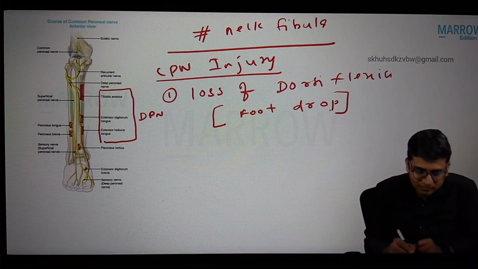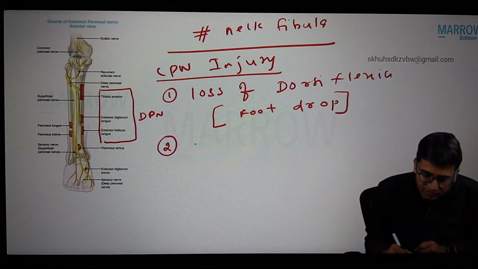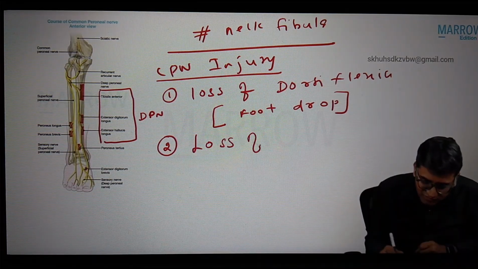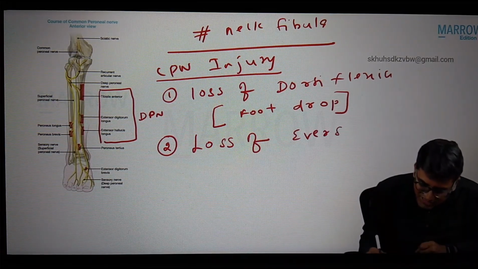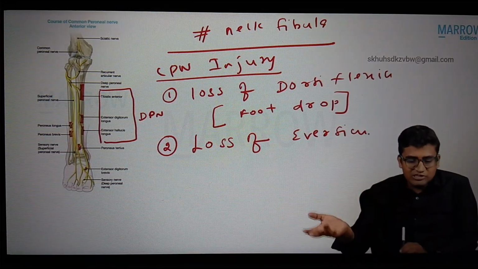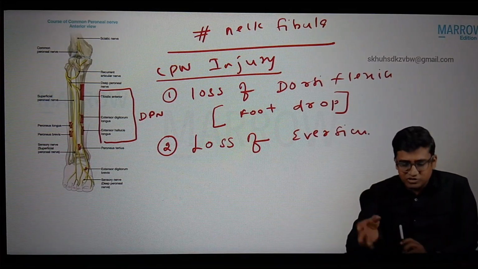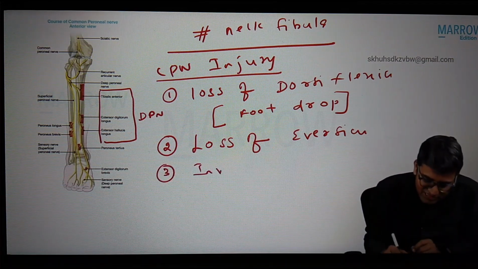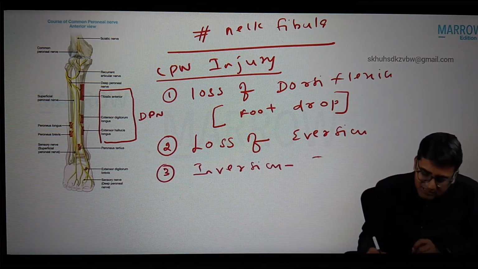Number two, the complete loss of eversion. So eversion is done by peroneus longus and brevis, supplied by superficial peroneal nerve. Here common peroneal nerve is injured, so loss of eversion. Next, inversion is intact.